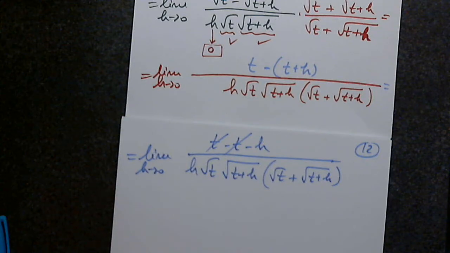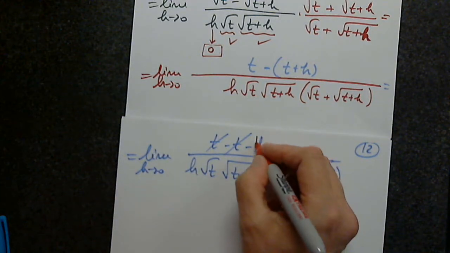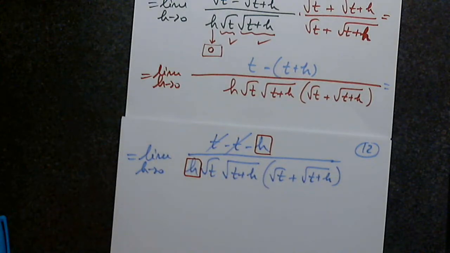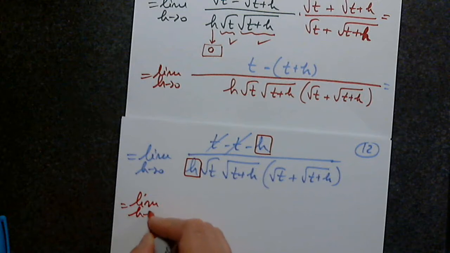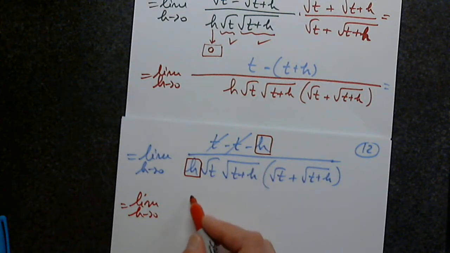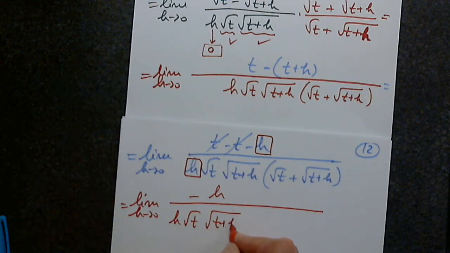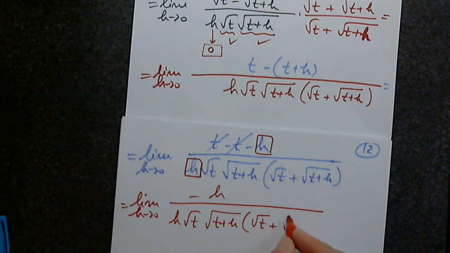I don't like to do this to you. We should just simply write it one more time. These two pieces will go away, right? So let's write it one more time. Negative h at the top, and h times the square root of t times the square root of t plus h, times the square root of t plus the square root of t plus h.